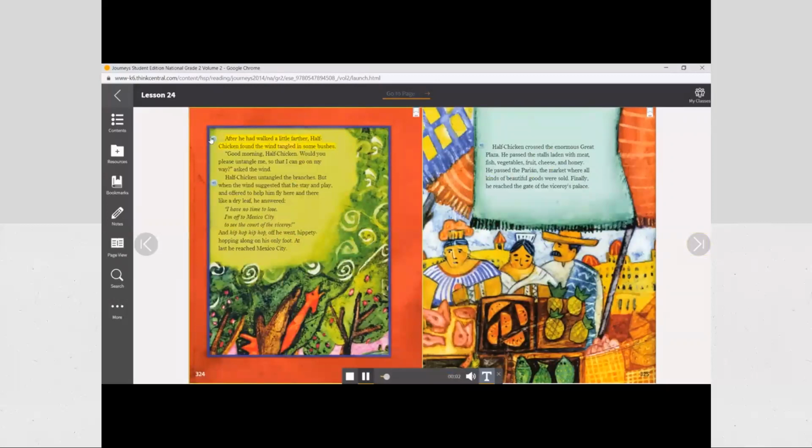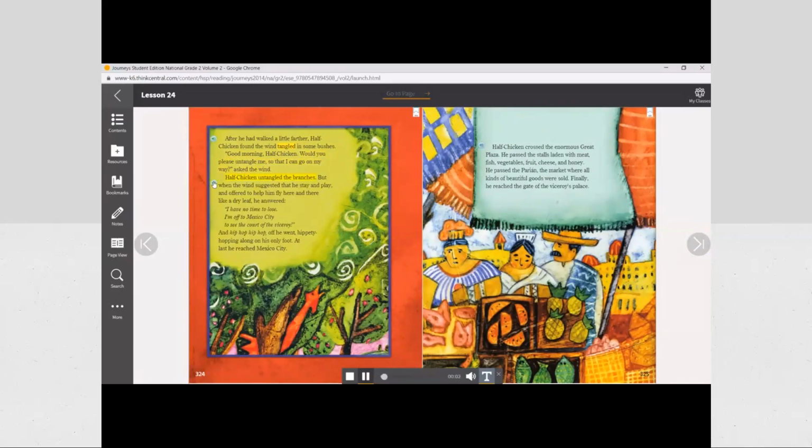After he had walked a little farther, Half Chicken found the wind tangled in some bushes. "Good morning, Half Chicken. Would you please untangle me so that I can go on my way?" asked the wind.